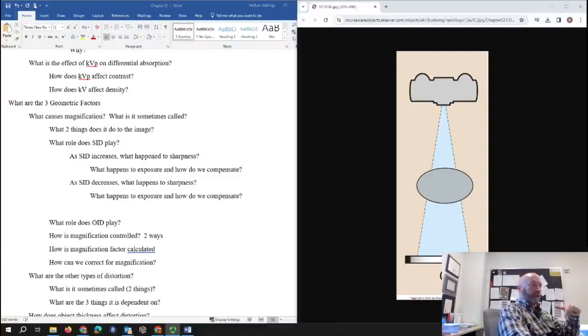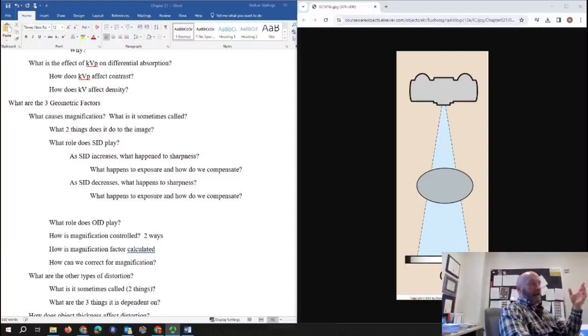As SID decreases, we're naturally going to get magnification, we're going to lose sharpness of recorded detail, and we're going to gain exposure. So we would have to adjust. As we decrease SID, we're going to have to decrease our technique. As we increase SID, we'll have to increase technique.